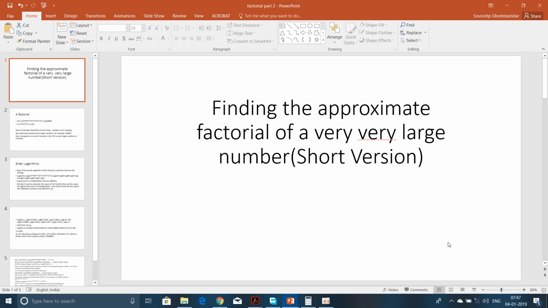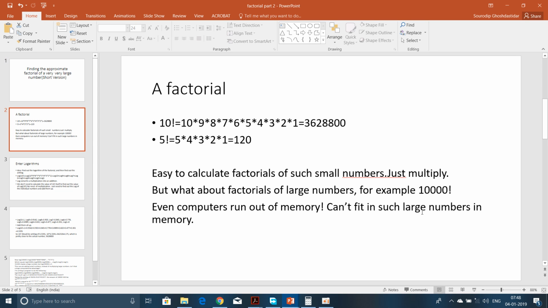Hi, this is Shorodip, and this video will be about finding the approximate factorial of a very large number. This is a short version of my earlier video, which was around 18 minutes long, and it packs the same content in an efficient manner so that you'd be able to understand the same thing in a very short time. So let's start with a factorial.